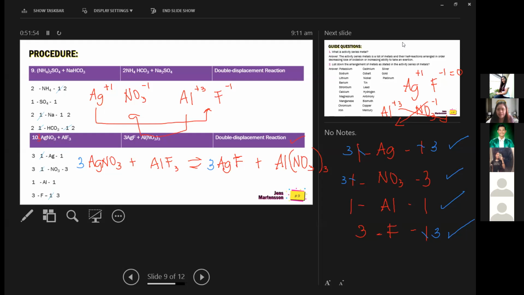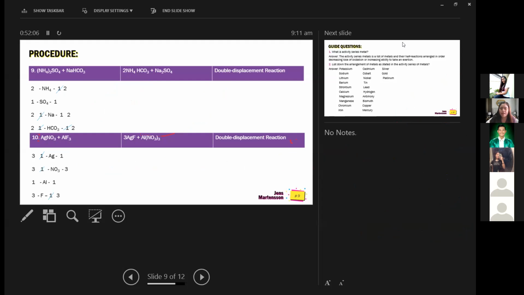That's the last one. I hope may natutunan kayo sa activity. But do you have questions or clarifications about our different types of chemical equation or chemical reaction? Anyone na may gustong i-clarify? Again, ang activity series of metal, gamitin nyo yung nauna si lithium. Walang question?